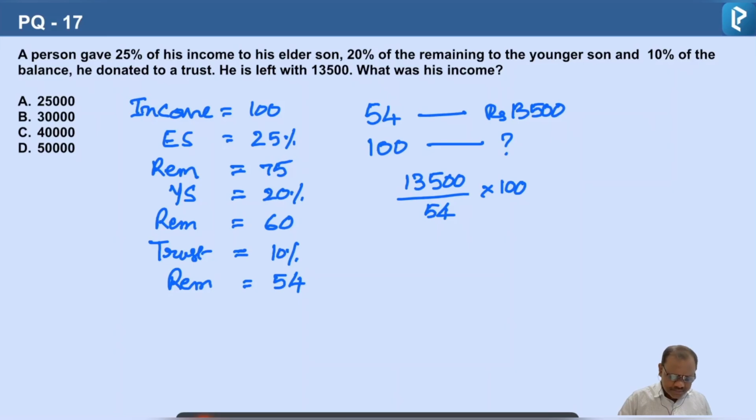Simplify this. 27 twos, 27 fives. So carry 2 zeros. 2 ones to 250s. 250 into 100 is 25,000 rupees. So this is the income of the person, 25,000 rupees. Option A is the right answer.